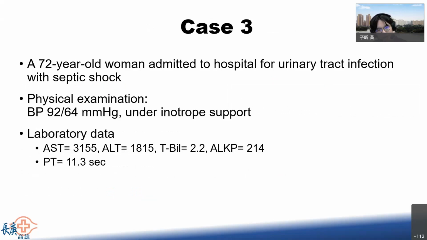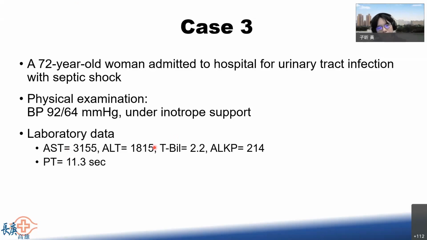She is admitted to the hospital for urinary tract infection, but unfortunately septic shock develops, and on physical examination, you see that the patient requires inotrope support for very low blood pressure. The blood pressure is only 92/64 millimeters mercury. And in the lab data, you see a very, very high AST, 3,000. The ALT is elevated as well, very high, 1,800.